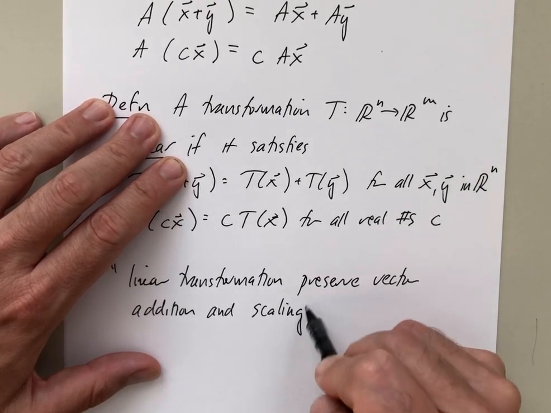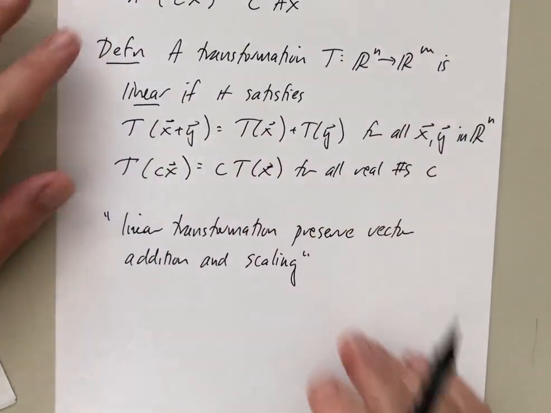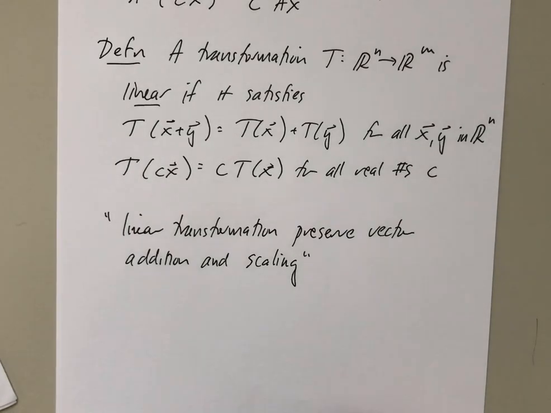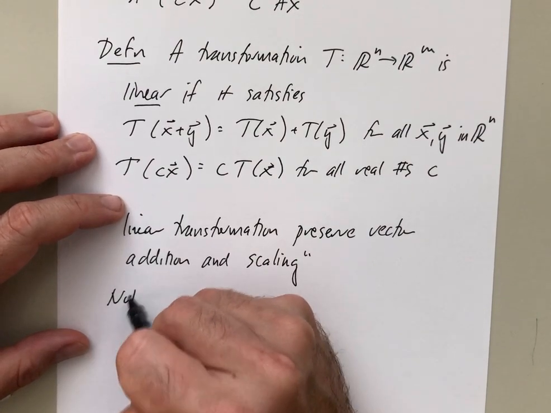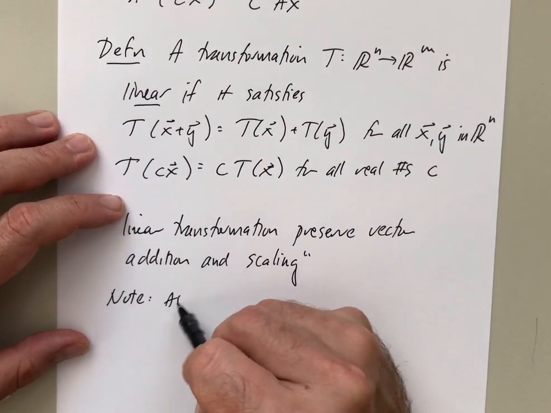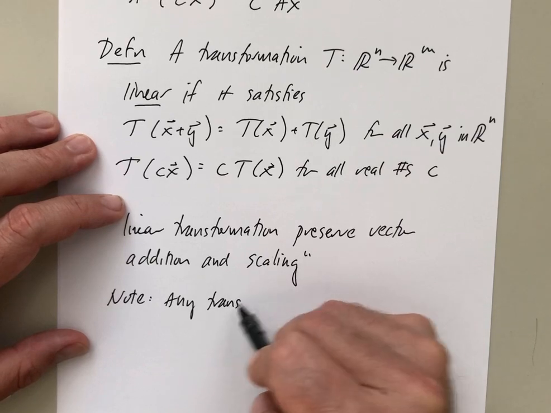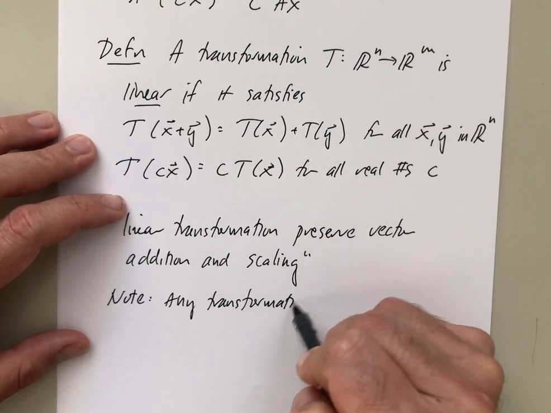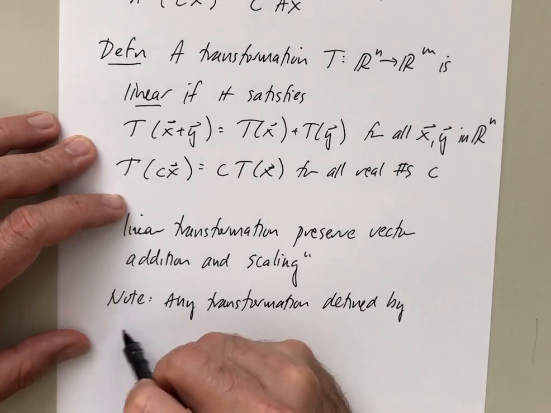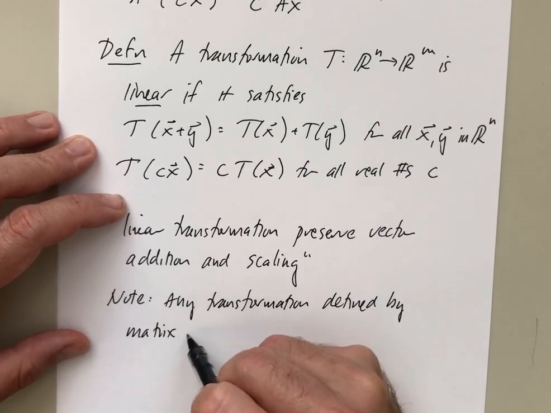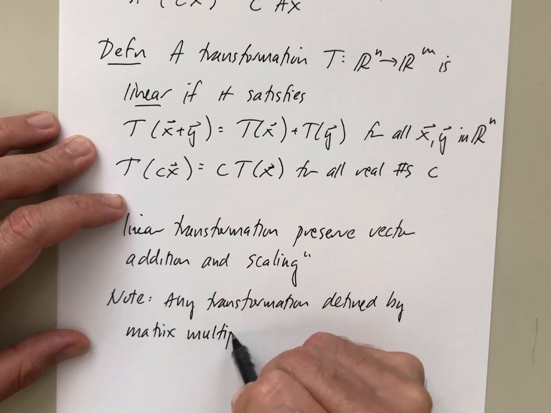Okay? And what did we just see up here? We just saw that if you happen to have a transformation that's given by matrix multiplication, it's always linear. So note, any transformation that's defined by matrix multiplication is linear.